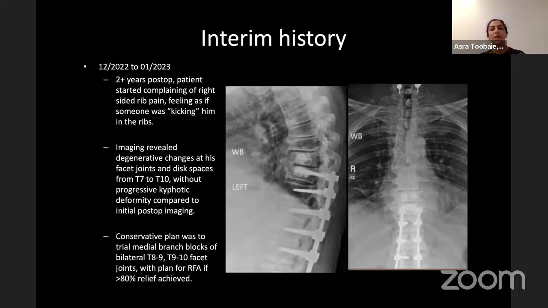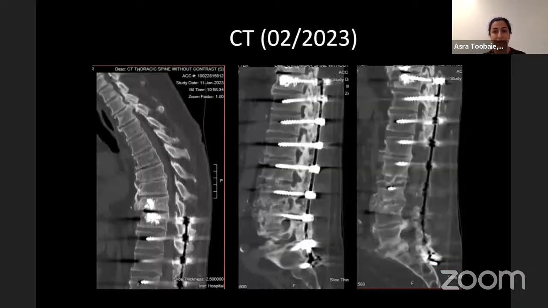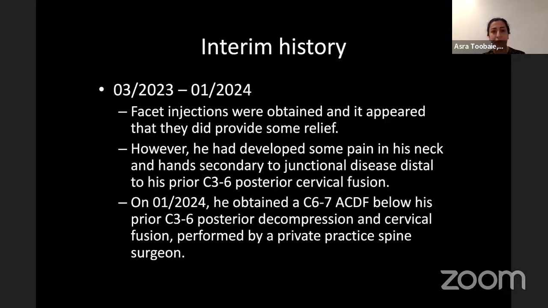A little bit more than 2 years post-op, patient presented back to our clinic with right-sided rib pain, and X-ray shows degenerative changes at 3 levels above the construct. Non-operative management was started in terms of facet injections and RFA with good improvement in pain control. And these are the CT scans. Again, we see the degenerative changes above the construct level and anterior osteophyte formation in the thoracic spine. So in terms of thoracic pain, patient had good improvement with non-operative management.